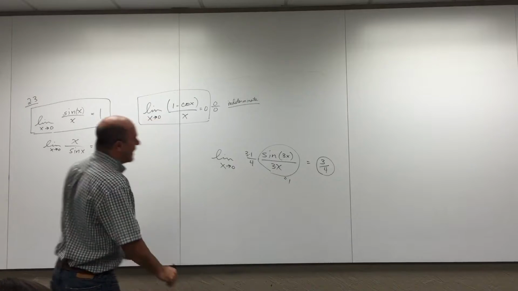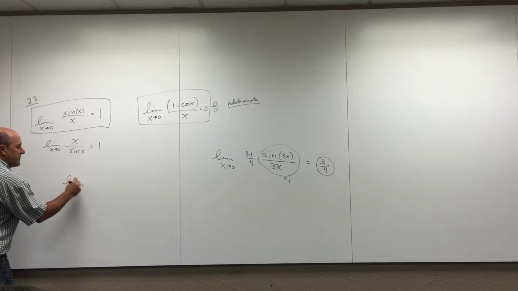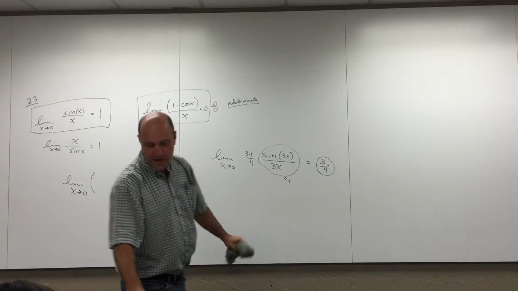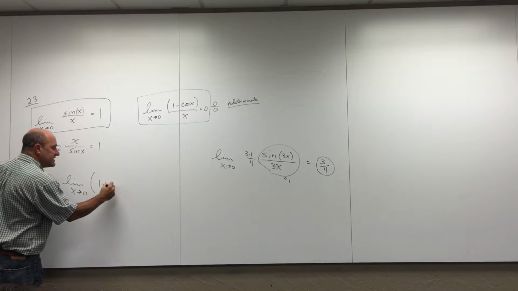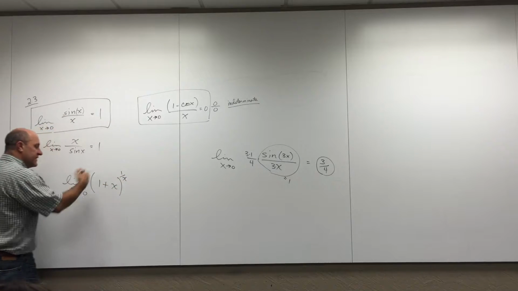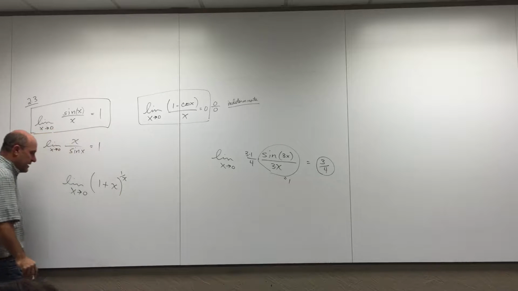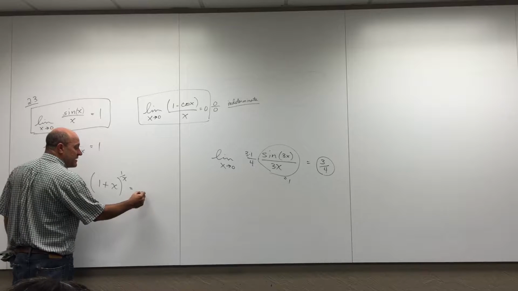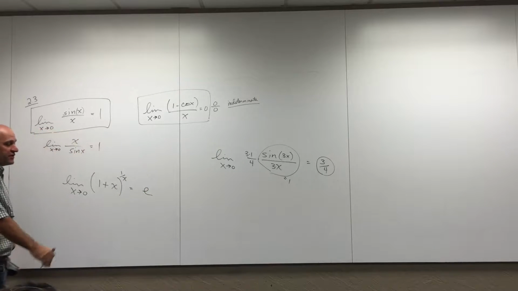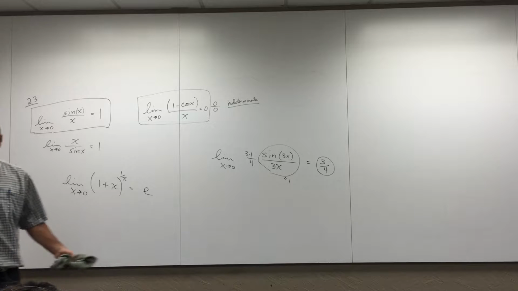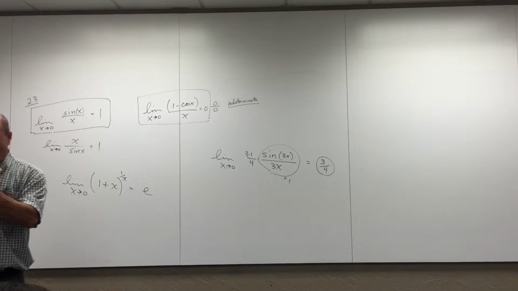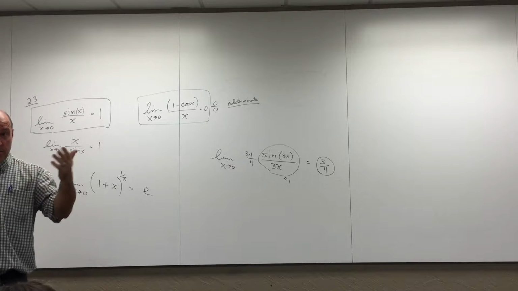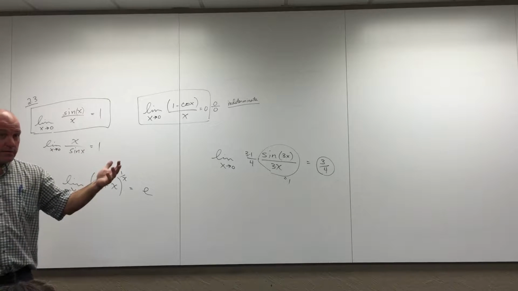Another special limit. This one's kind of interesting. This is the limit as x goes to 0 of 1 plus x to the 1 over x. This is a very special little theorem. They say the answer is e. It's almost like you could say this is the definition of what e is. You've seen e in college algebra or pre-calculus. It's just a number. It's 2.718 and so on. It's a number.